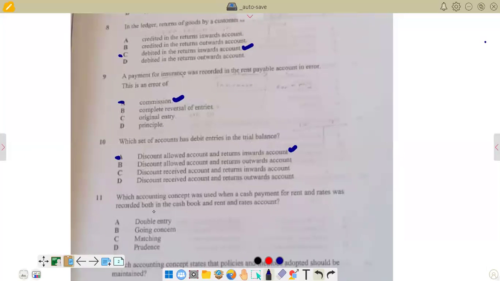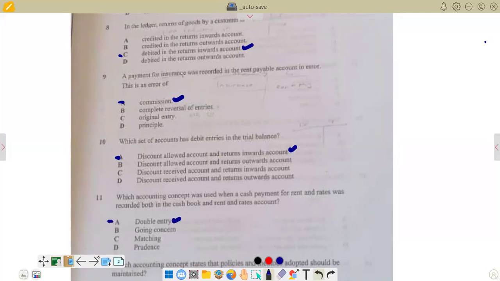Then we go to number 11. Which accounting concept was used when a cash payment for rent and rates was recorded both in the cash book and the rents account? According to the responses, you will see that A is the most appropriate. Remember, double entry is a double effect. We are supposed to enter a transaction twice, which is exactly what is being highlighted in this explanation. So we have double entry as the most appropriate answer.